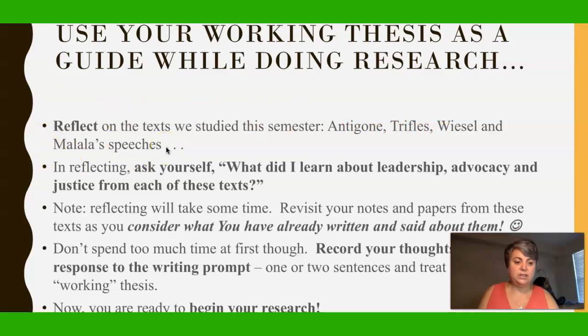So first point, reflect on the texts we studied this semester, Antigone, Trifles, and Elie Wiesel and Malala's speeches. So reflect on all the texts. You've already done a lot of work on these topics. So this is not starting over. You're building upon work that you've already done. In reflecting, ask yourself, what did I learn about leadership, advocacy, and justice from each of these texts? What did you learn about the relationship between these three ideas? How are they interconnected?